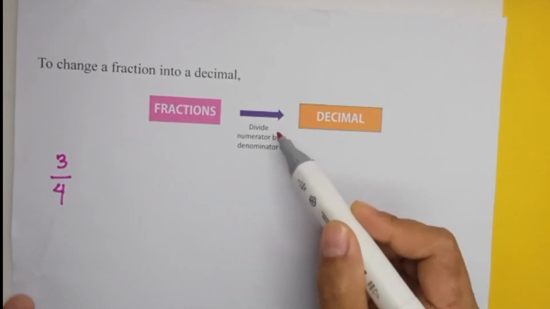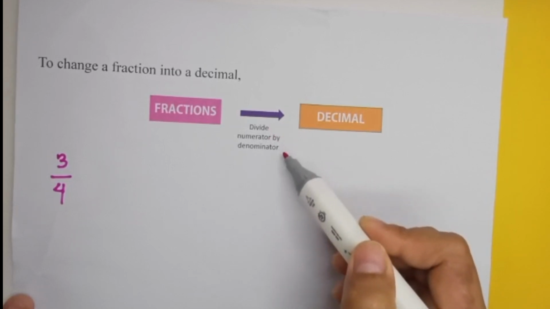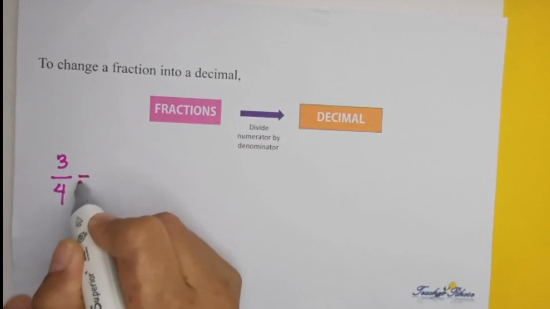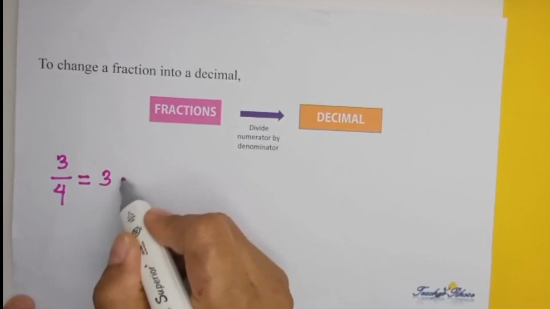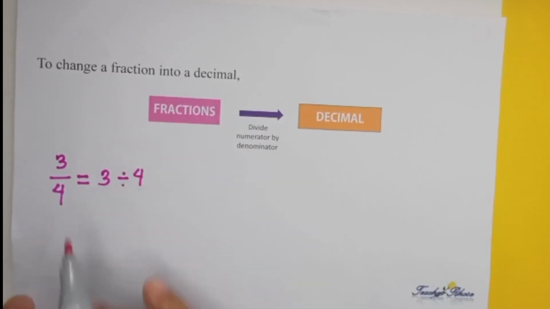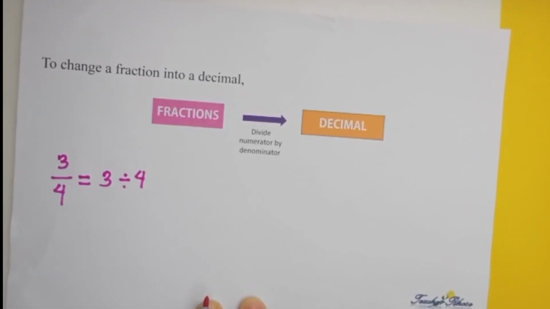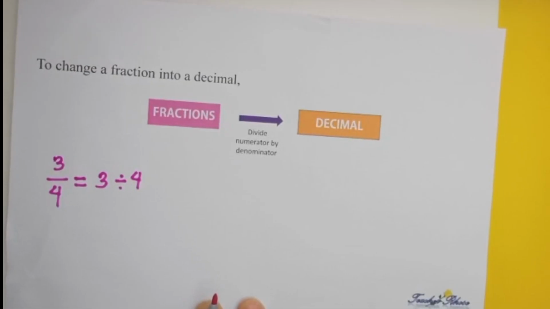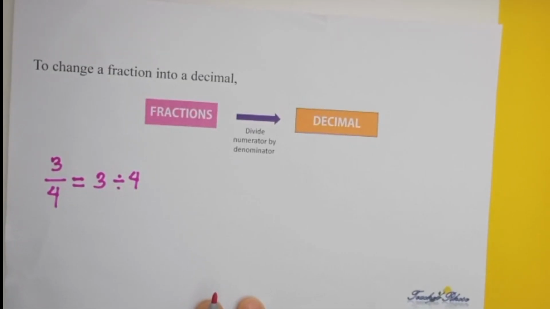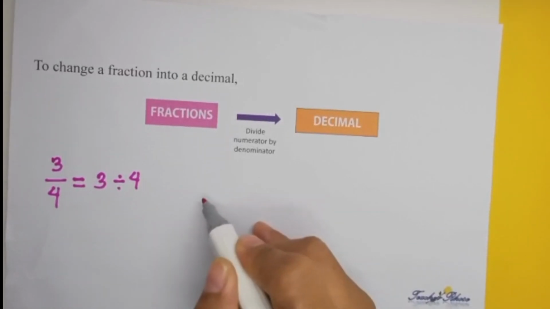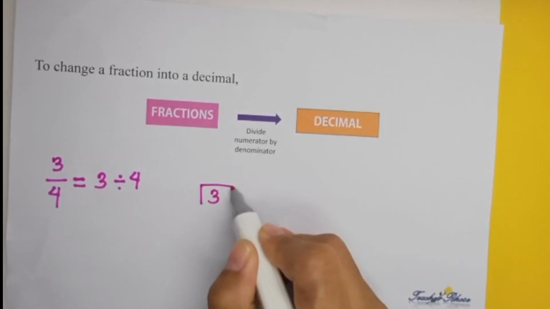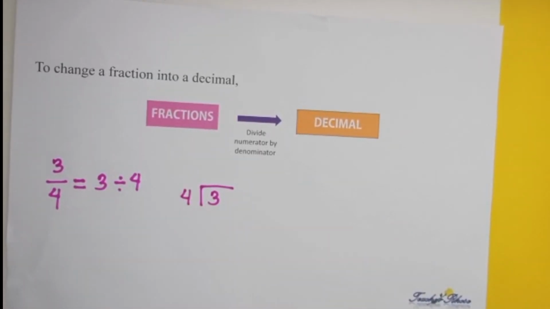And it says in here that I will divide the numerator by the denominator. So 3 over 4 is the same as 3 divided by 4. Okay, now let's use the long division method to calculate this one. So let's first do our division. So we have here 3 divided by 4.